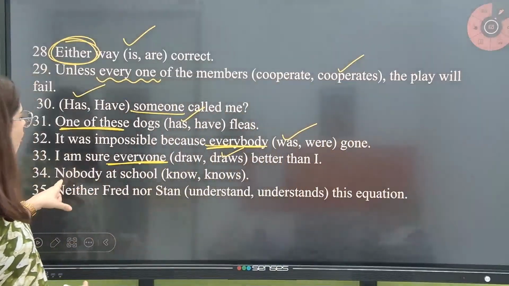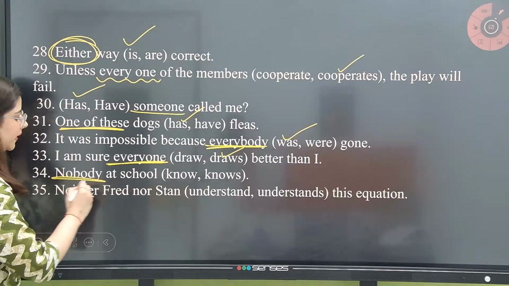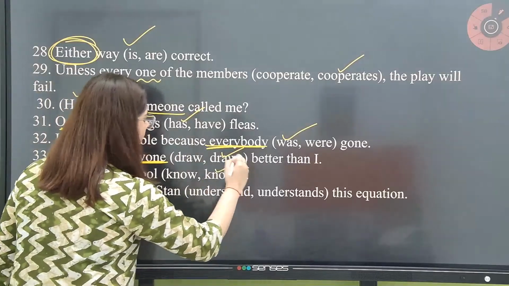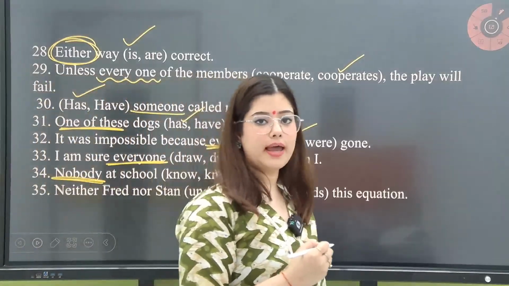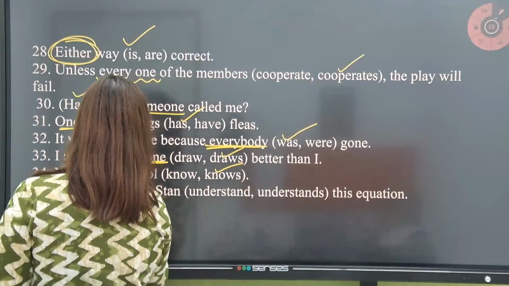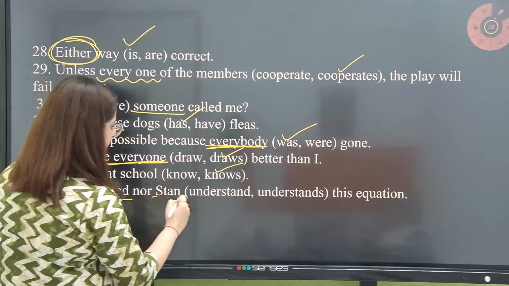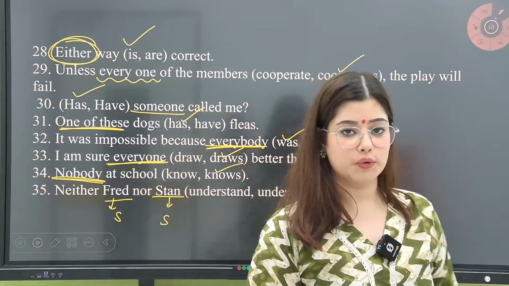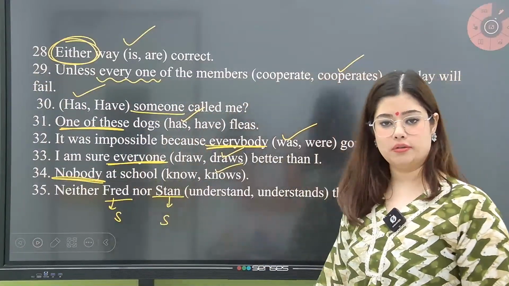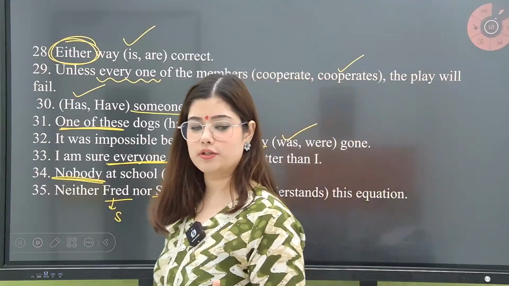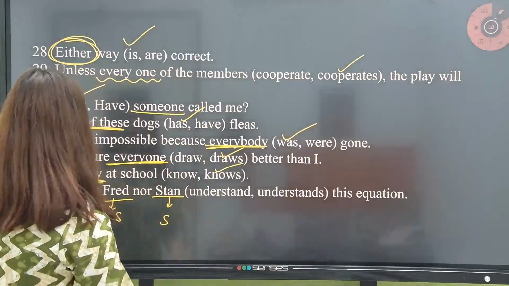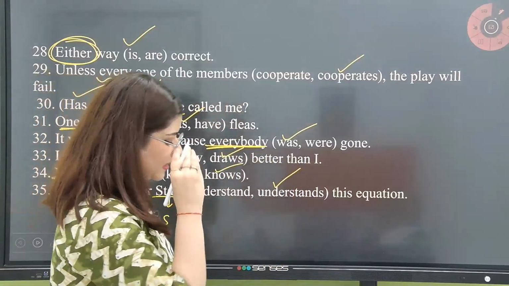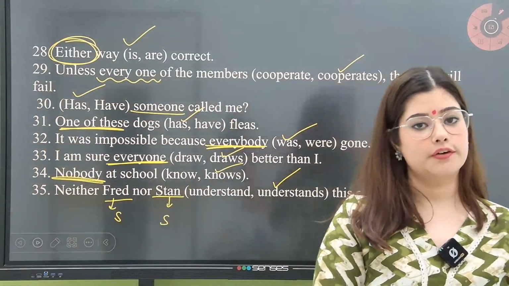Next, nobody at school, nobody, singular verb form, nobody at school knows, right? Neither Fred, singular, nor Stan, singular, both the subjects are singular. Neither nor situation, when both the subjects are singular, we choose a singular verb form. Neither Fred nor Stan understands this equation, right?